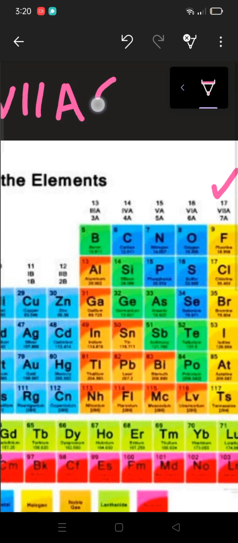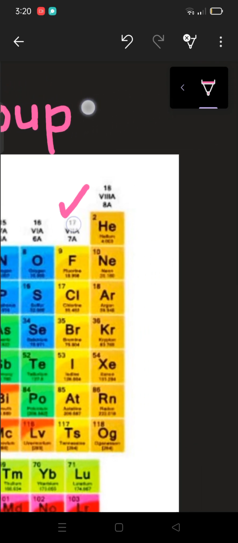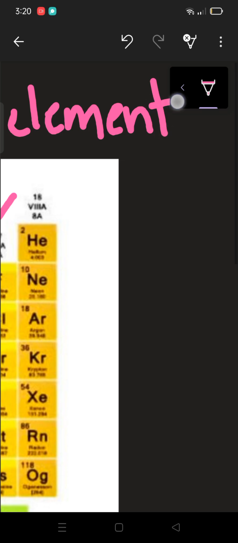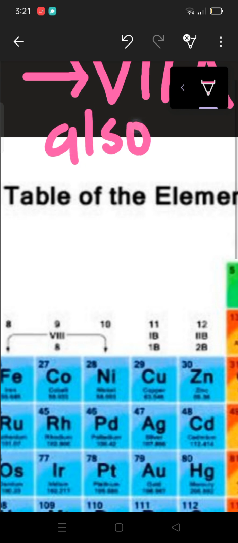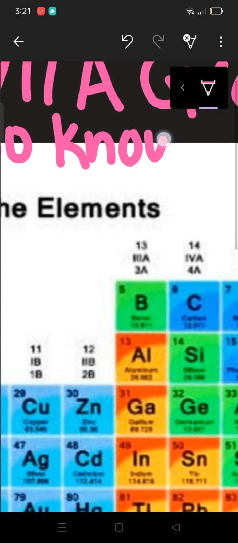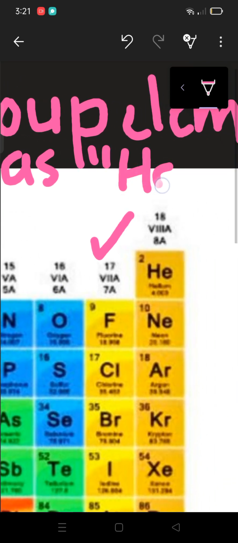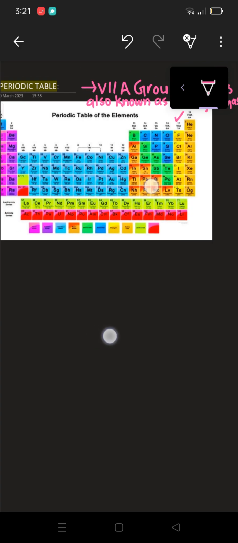Seventh A group. And 7th A group elements are also known as halogen gases. We'll be discussing the halogen meaning as well. Alright, so 7th A group elements are also known as halogen gases.